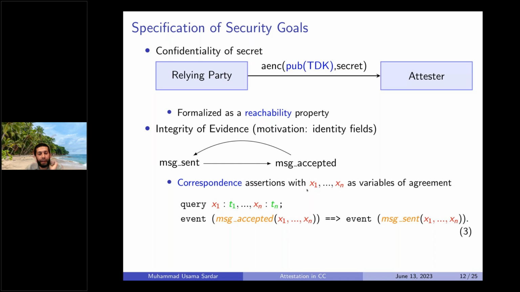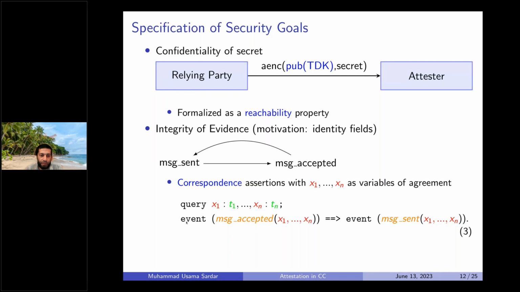The high-level idea is that I have some variables of agreement, which are basically these identity fields or the nonces and the specific claims generated by this attester. And I want to ensure, as I said, that for a message accepted at the relying party, these variables are in agreement with what the attester said. So it's kind of observing over both of these, and observing whether they changed in between transport or not.